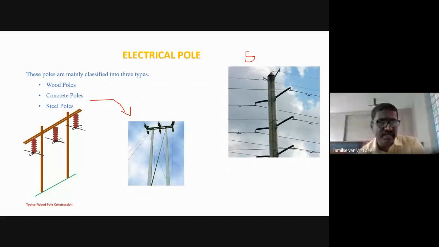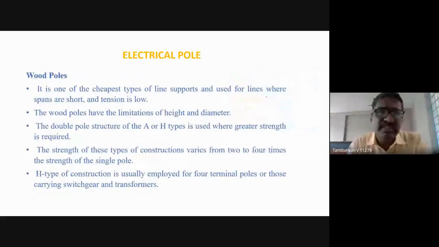Normally, when it comes to wood poles, they are the cheapest, depending upon the availability of the wood, so we make them as supports. They are normally used for short spans with low tension. Wood poles have limitations on height and diameter. The higher the height, the less we are able to use wood.